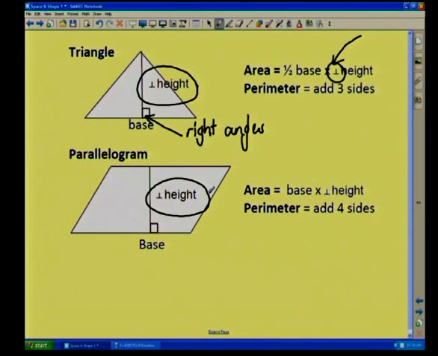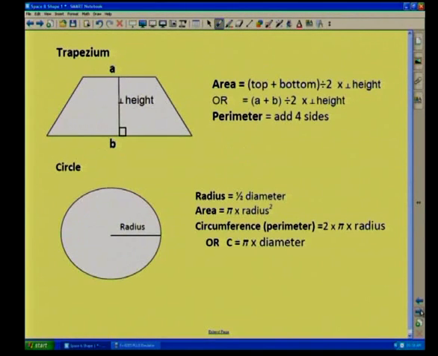Remember, with perimeter, it's always the distance around any of those shapes. A trapezium is not so common, but it is one that you would be given the information for. Usually you would add the top and the bottom, which are your parallel sides of your shape, and you would then divide those by 2 and times by, again, your perpendicular height, which will be at right angles to your base.